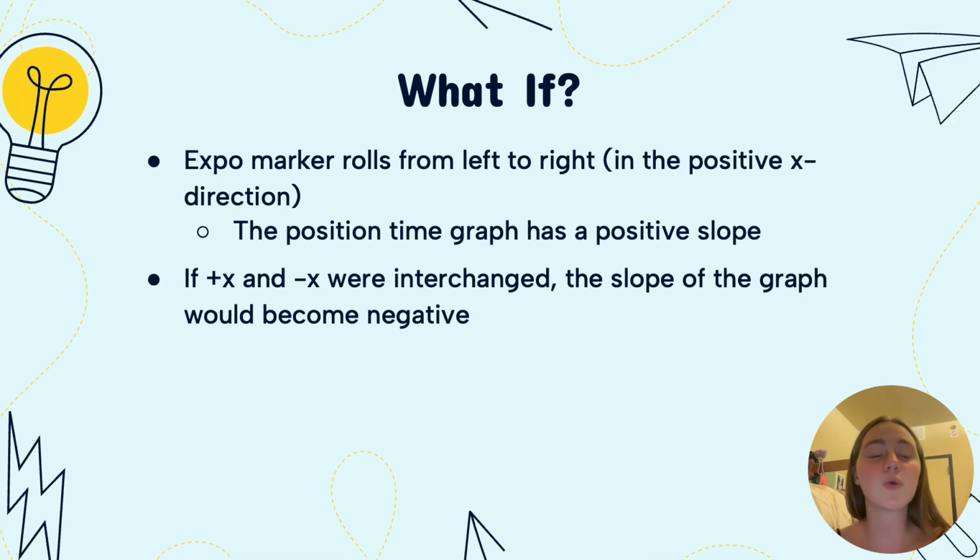And then we have the question, what if we switched the positive and negative axis? So in our data, the expo marker rolls from left to right, indicating a positive slope. However, if the positive and negative axes were interchanged, the slope of the graph would become negative.